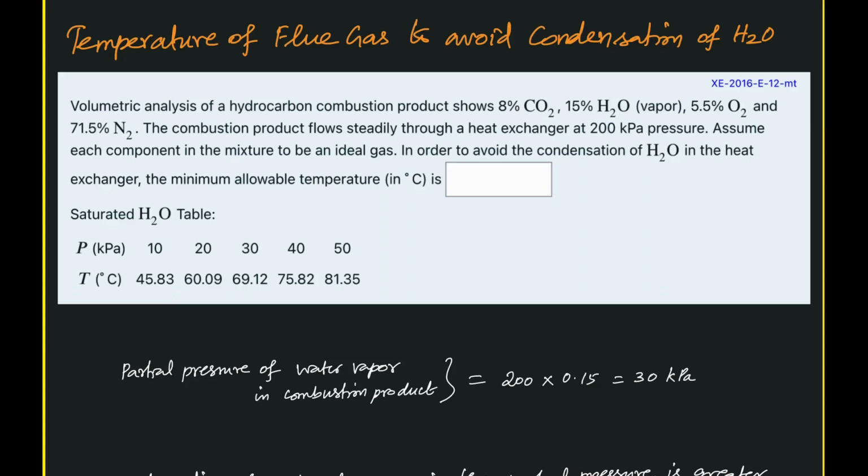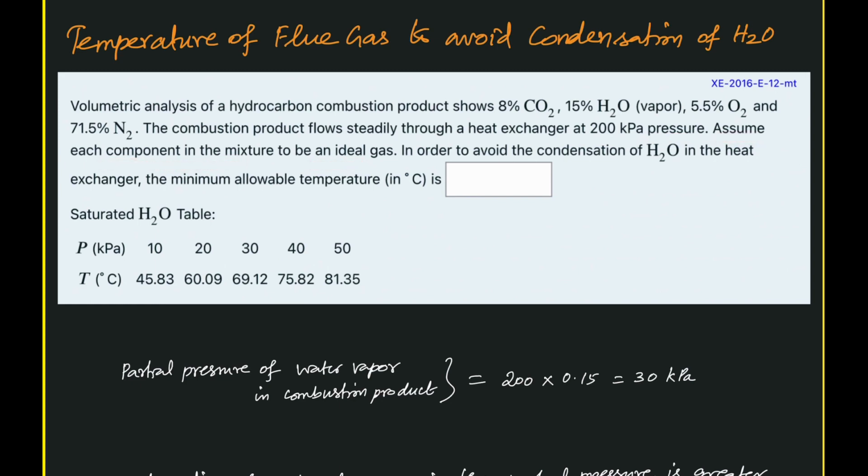This problem is about finding the temperature of flue gas to avoid condensation of water. Volumetric analysis of a hydrocarbon combustion product shows 8% CO2, 15% water vapor, 5.5% oxygen and 71.5% nitrogen. The combustion product flows steadily through a heat exchanger at 200 kilopascal pressure. Assume each component in the mixture to be an ideal gas.